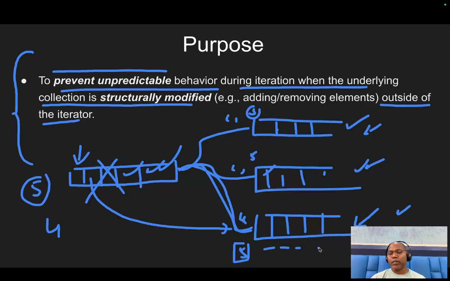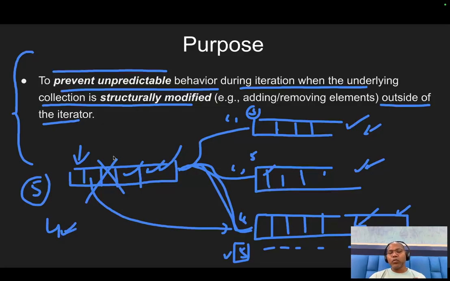I have to iterate the five elements. So there is a mismatch between the count of your original collection and the iterator which you created. The iterator understands that it is going to iterate five elements, but somehow someone modifies them. So that is the unpredictable behavior.